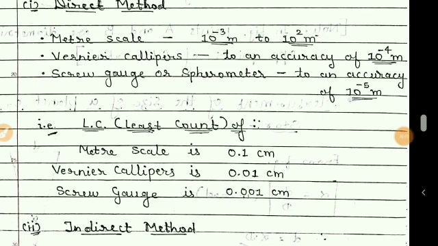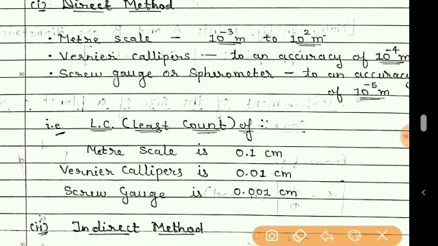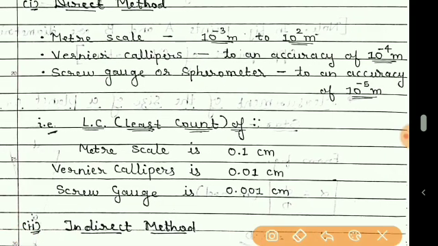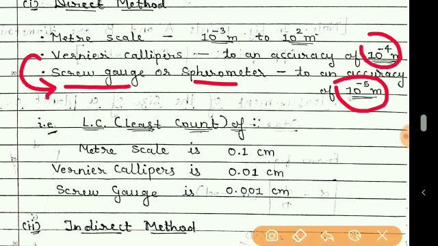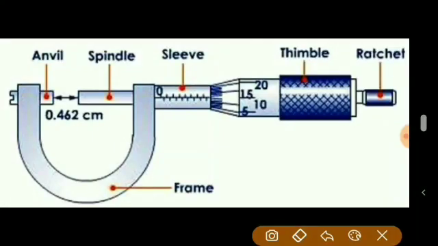Next instrument is called a screw gauge, as well as a spherometer. This type of instrument can measure accurately up to 10 raised to minus 5 meter, meaning even 10 times smaller than vernier calipers. You can see here that for vernier calipers it is 10 raised to minus 4, and for this screw gauge or spherometer it is 10 raised to minus 5 meter. Here you can see an image of a screw gauge.